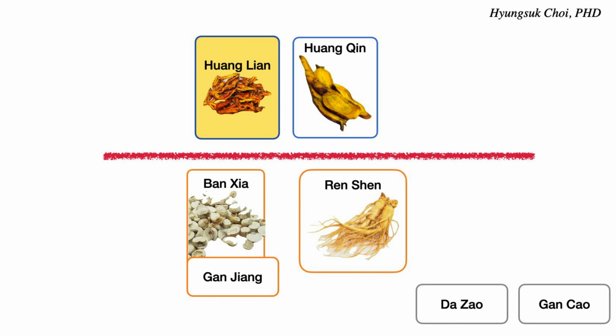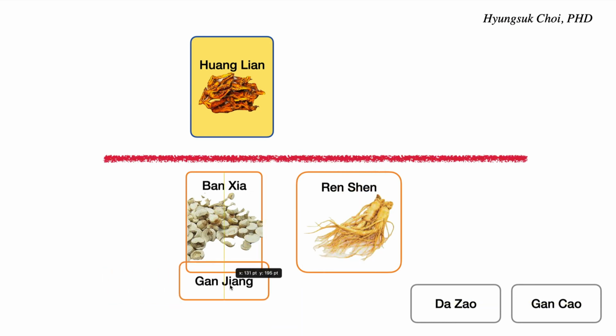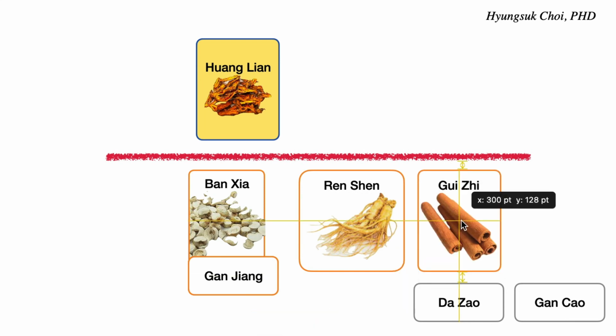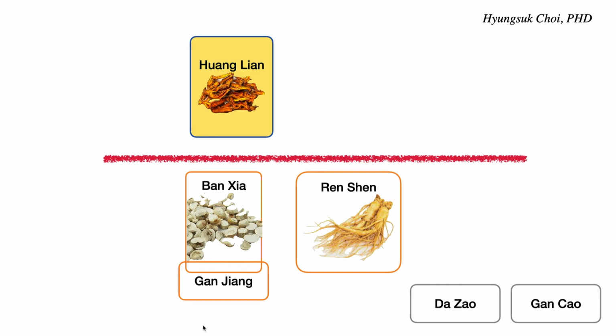And if you remove Huang Qin, the clearing heat herb, Ganjiang is combined with Banxia, and Guizhi is added. So it is a more warming formula, focusing on the gastrointestinal system. This formula is called Huang Lian Tang, commonly used for nausea and vomiting, but it's not the formula used for inflammations. It relieves the stagnation in the chest and middle jiao. So all these formulas start from Xiao Chai Hu Tang.